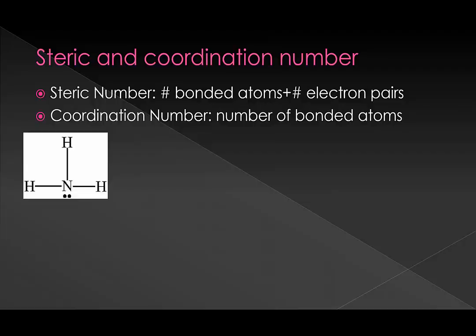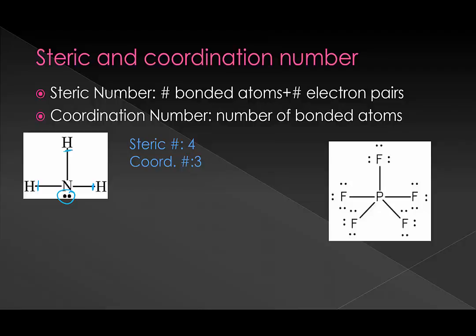First, we have NH3. If we look at how many bonded atoms there are, 3. And therefore, its coordination number is 3. But if we look at its steric number, we have 3 bonded atoms, but we also have 1 lone pair. So that gives us a steric number of 4 and a coordination number of 3. Let's look at another one.